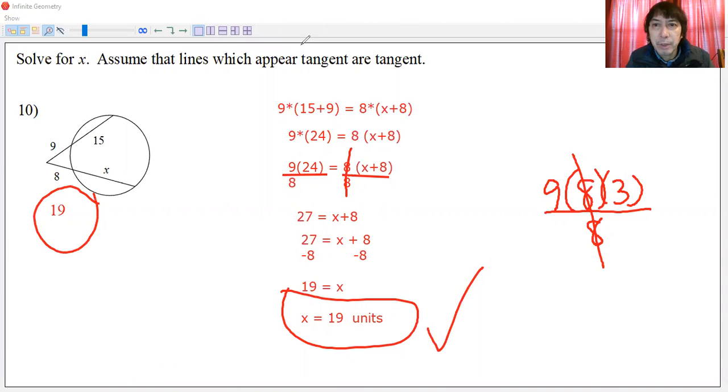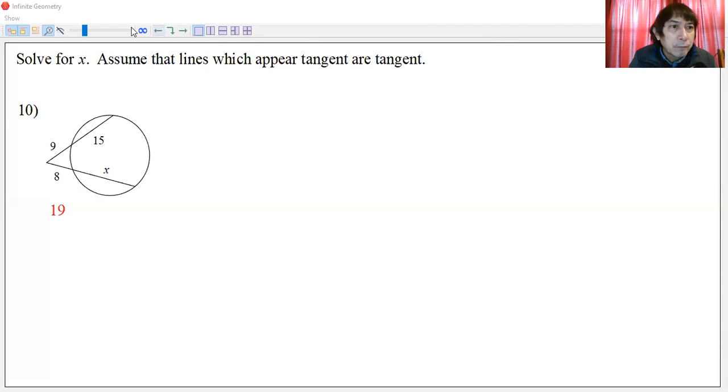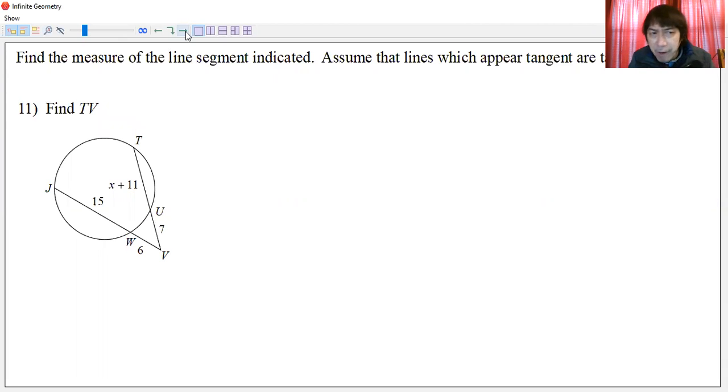Let's proceed to number 11. Let me clear the screen. Number 11 now. Find the segment TV. So where is this segment TV? It must be this. I'm going to mark it with a different color. So we're looking for that length. Let's write our working equation.